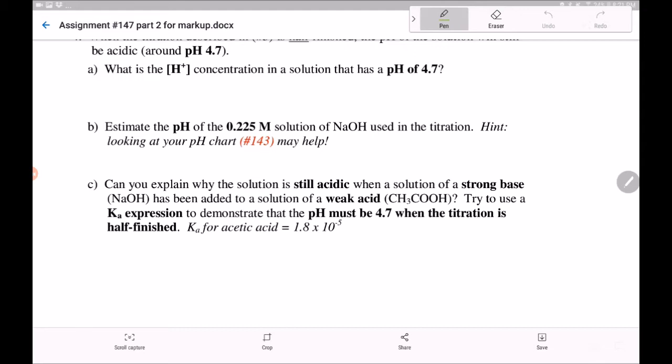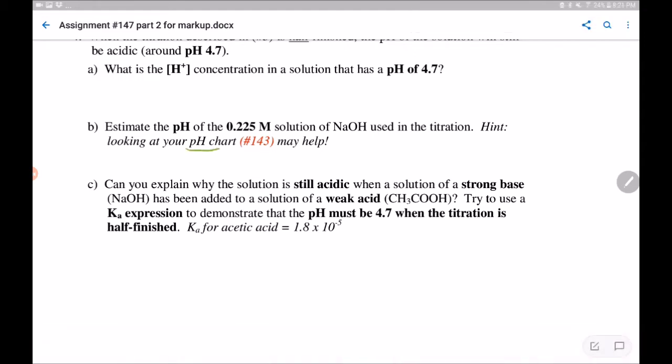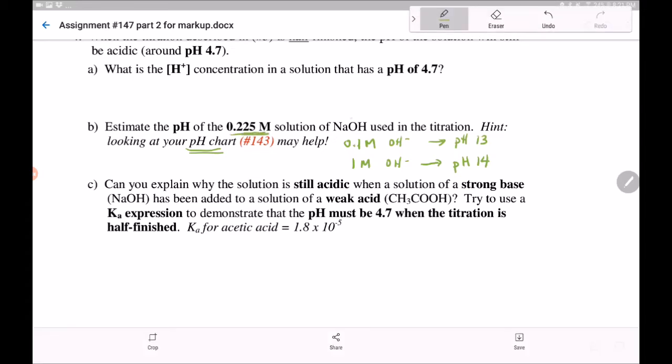Looking at 4b, the pH chart will tell you, if you know how to read it, 0.1 molar OH minus has a pH of 13. Whereas 1 molar hydroxide ion, a solution that has this, will have a pH of 14. And here you should be able to see this 0.225 molar hydroxide is between these two values.